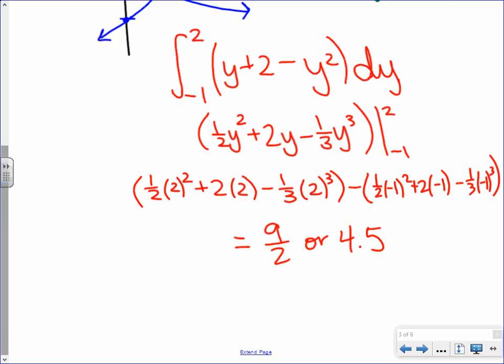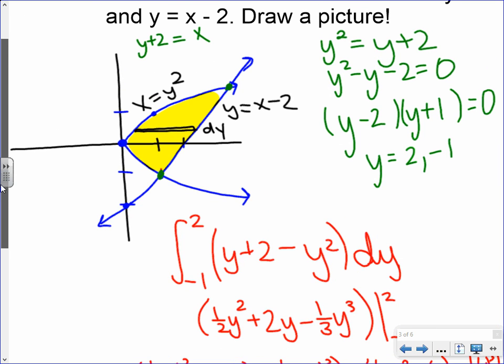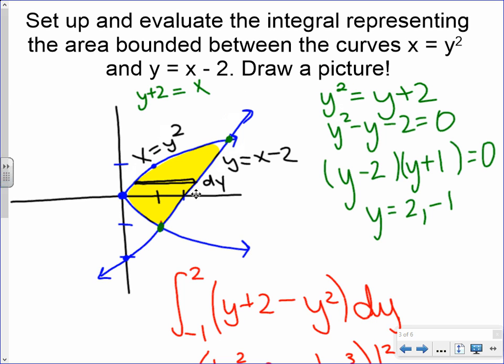You should get 9/2 or 4.5. Is that what we calculated yesterday? It should be, right? Okay. We did this problem 2 different ways. Which way is preferable? I would argue that this way is preferable because we only have to do 1 integral instead of 2.